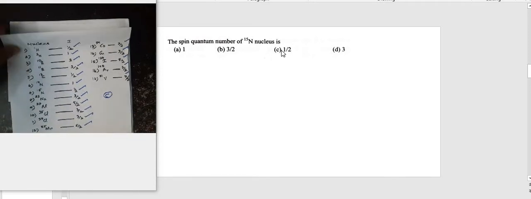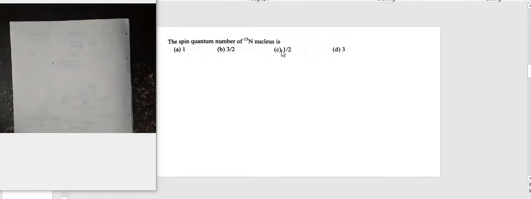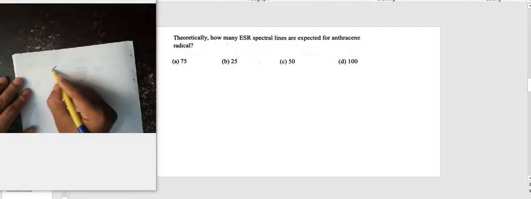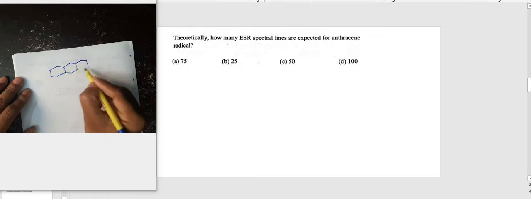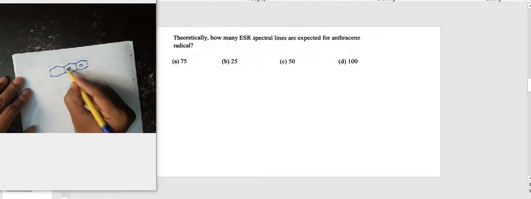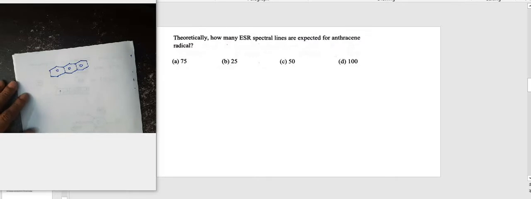Then the next question: theoretically, how many ESR lines are expected for the anthracene radical? We know the anthracene molecule very well. For the ESR signal, what is important is that we need to identify the chemically non-equivalent protons.